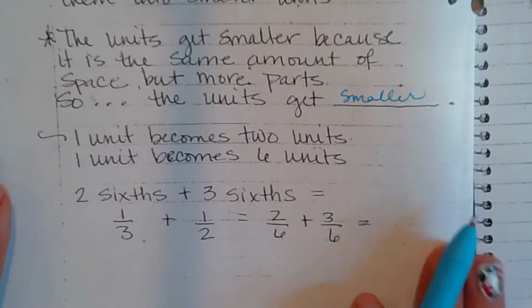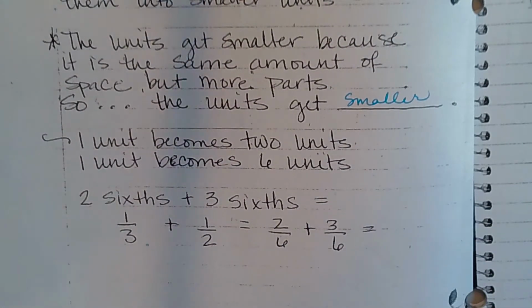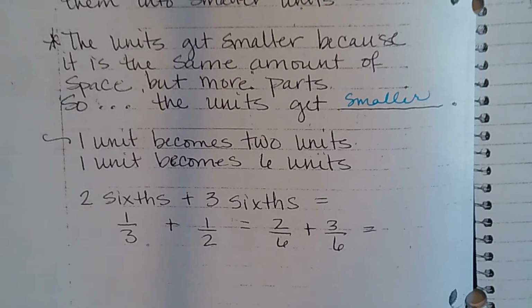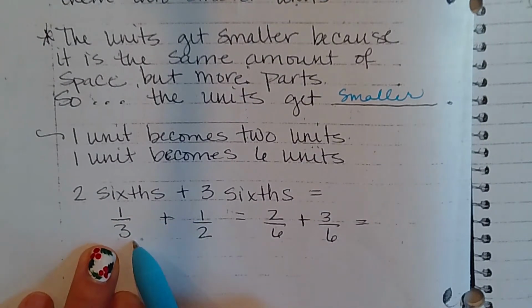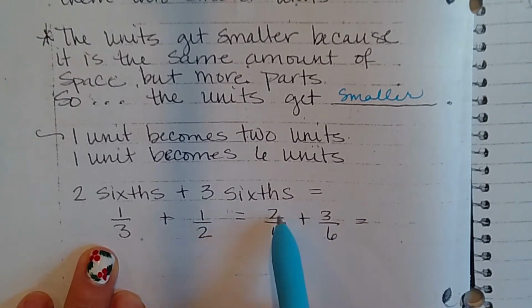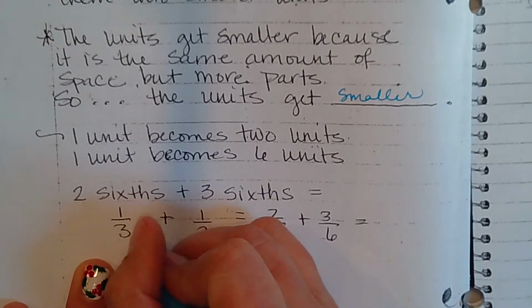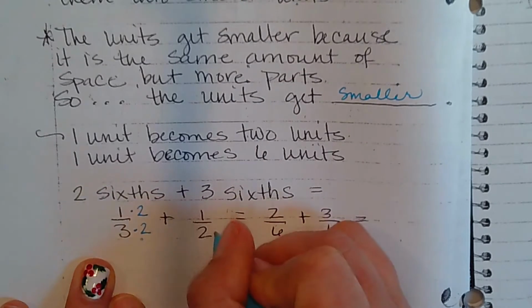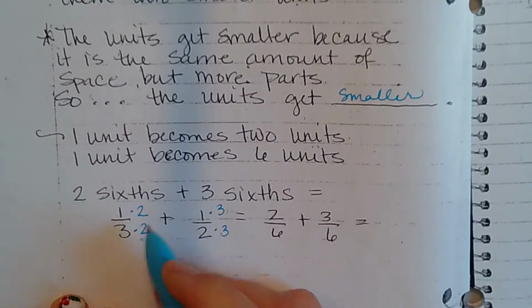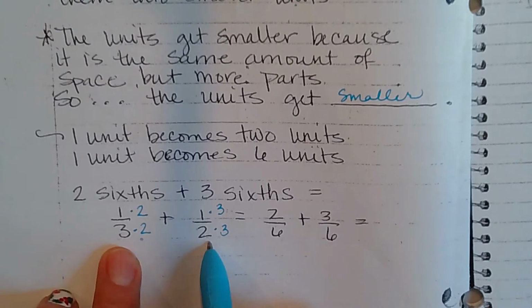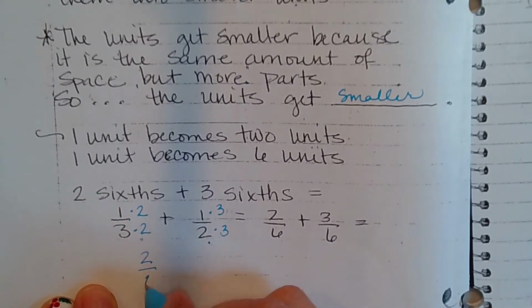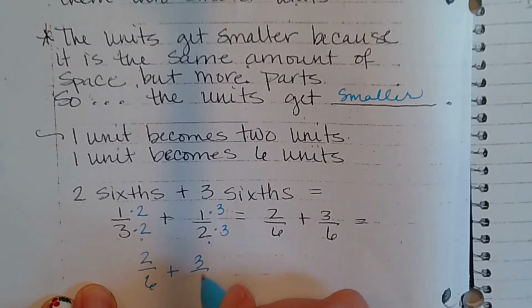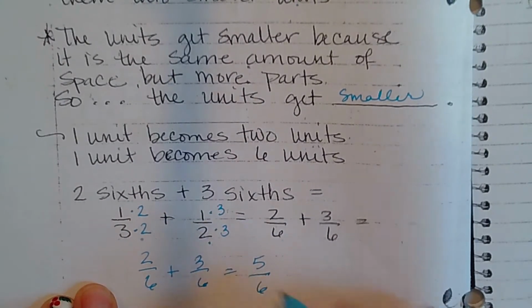All right, so let's take a look here. 2/6 and 3/6. Well, if I have 1/3, oh, look at that. 1/3 plus 1/2 is really 2/6 plus 3/6. So essentially, I multiplied this. I know a factor that they share is 6. So I multiplied by 2, and whatever I do to the bottom, I do to the top, and I end up with 2/6 plus 3/6, which equals 5/6.